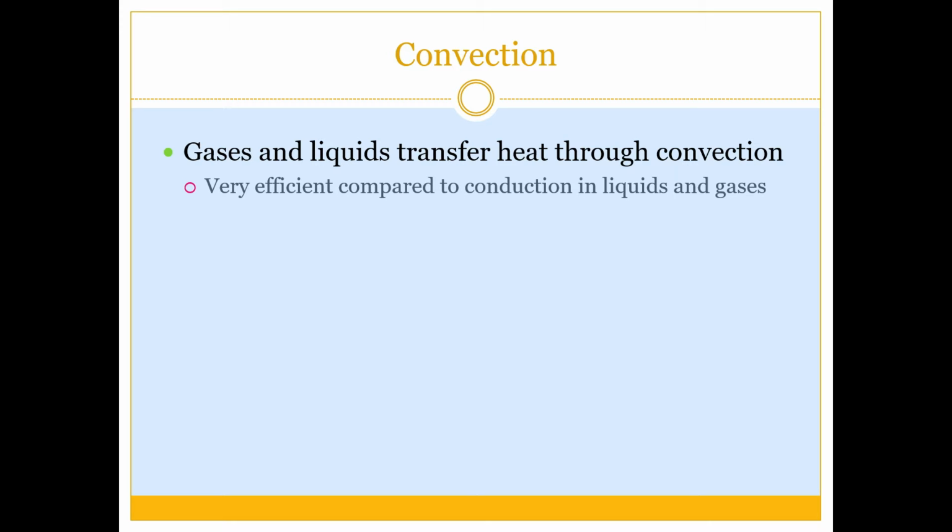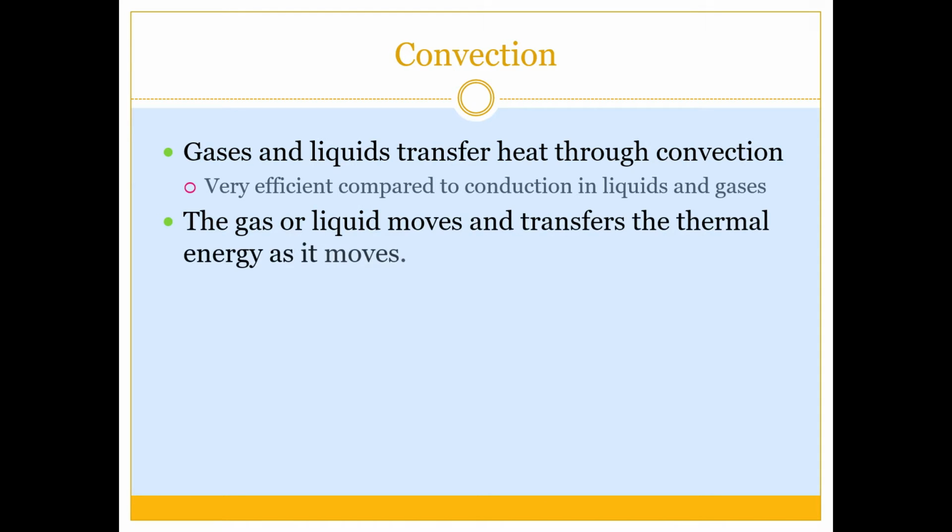Now, convection is very, very efficient compared to conduction in liquids and gases, because in liquids and gases you can move large amounts of liquid and gas molecules, so convection is the way to go. Now, the gas or liquid, as it moves, it can transfer thermal energy as it moves. Part of the reason for this is that if you have large movement of air or gas, there's a large number of particles, and when they collide with things, there's a large number of collisions. And then that act of colliding will transfer thermal energy.